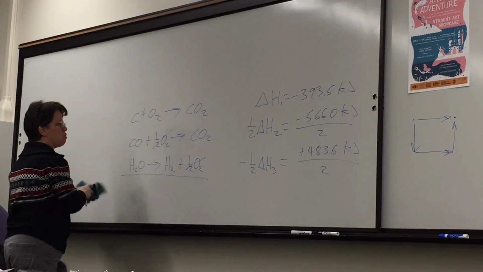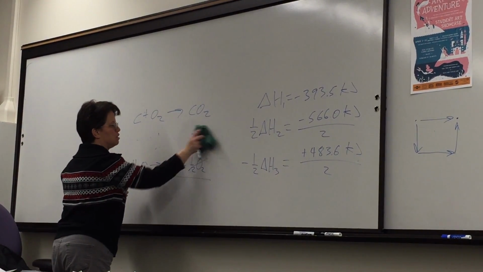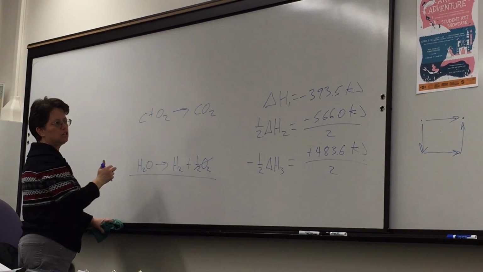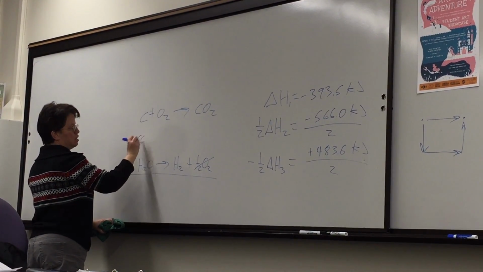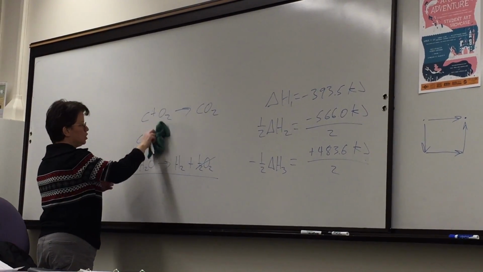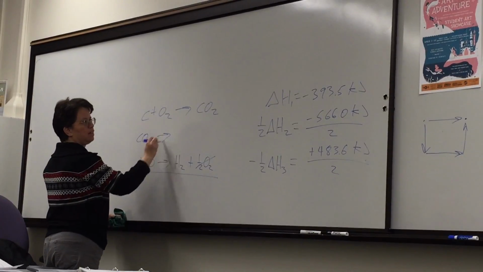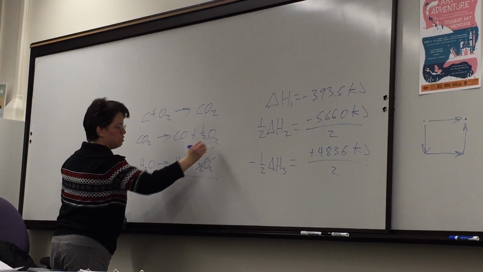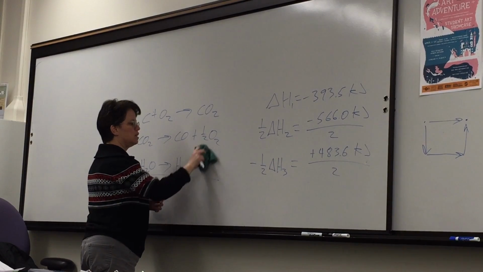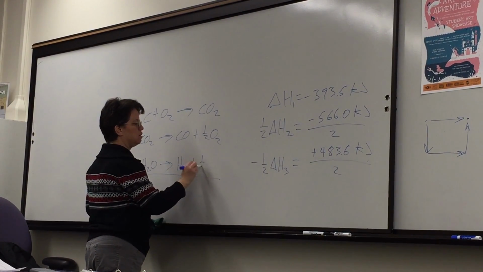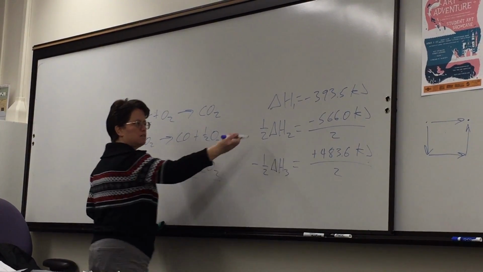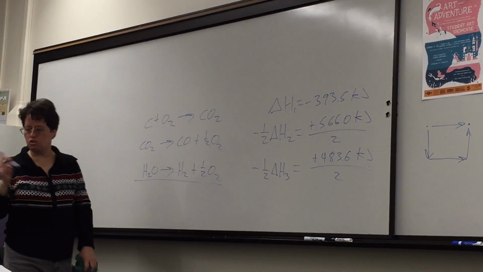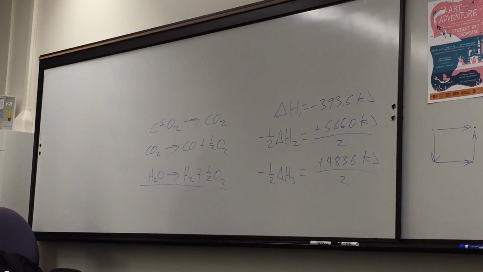Okay, half oxygens won't cancel, but let's see what else happens. If we reverse it and divide by 2, we end up with CO2 goes to CO plus 1/2 oxygen, okay? And I'm gonna fix this because we can't cancel it now, right? Okay, what has to happen here? That's positive. It's now positive, right? Still divided by 2, but it's now positive.